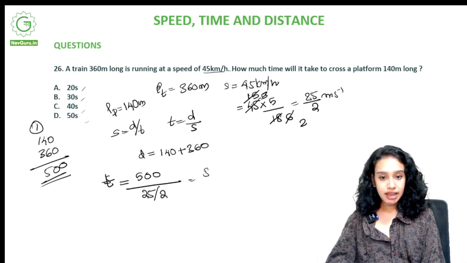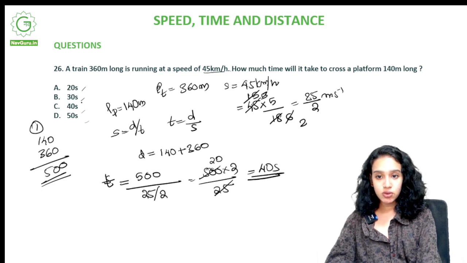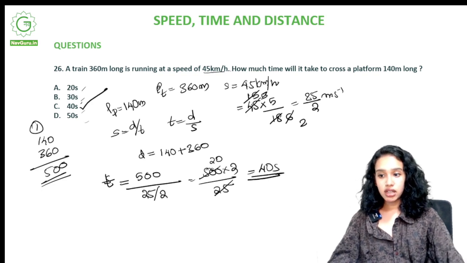So we have 500 into 2 by 25. 25 into 20 is 500, so we have 2 and 0. So we get 40 seconds to be the answer for this question. 40 seconds is the answer.